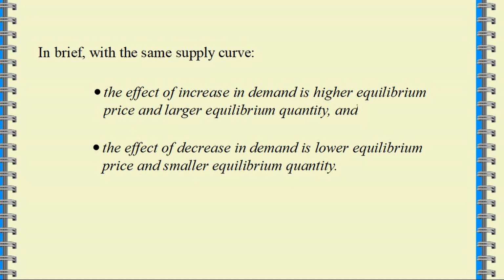The other one is the effect of a decrease in demand. It results in a lower equilibrium price and a smaller equilibrium quantity. Whenever there is low demand for products in the market, it is obvious that in order to sell the product, there should be a low price available for consumers. With a low price, producers will sell their product if there is low demand for it. So these are the effects in brief summary.